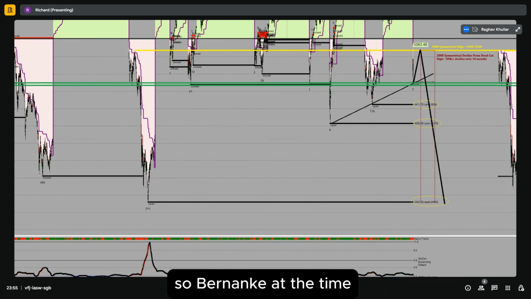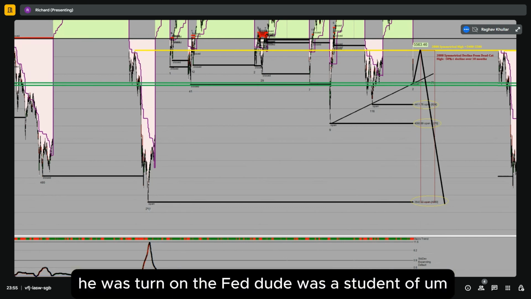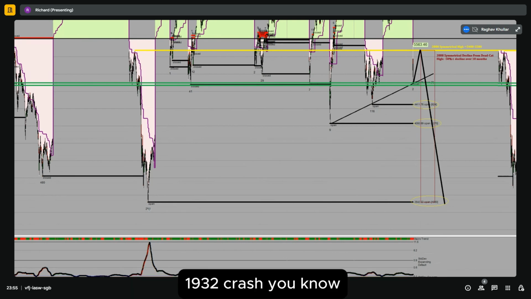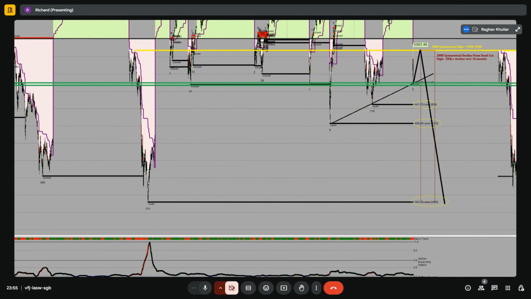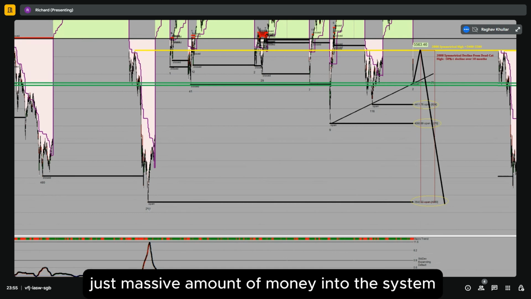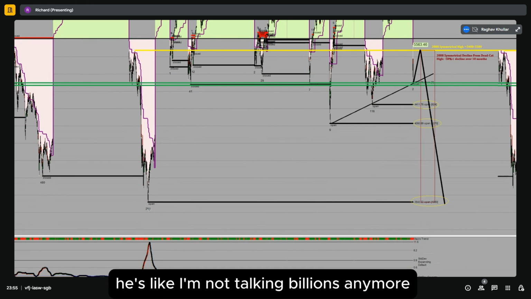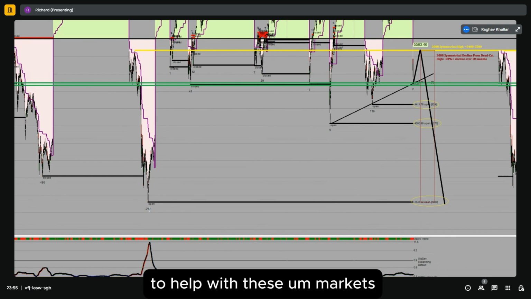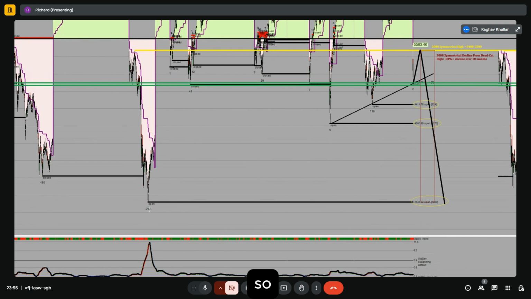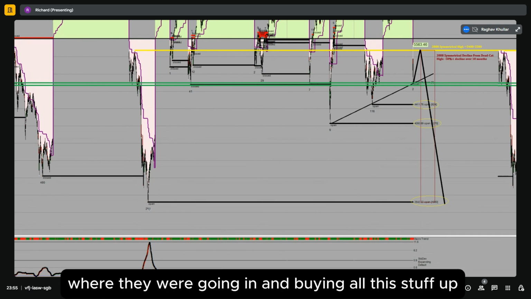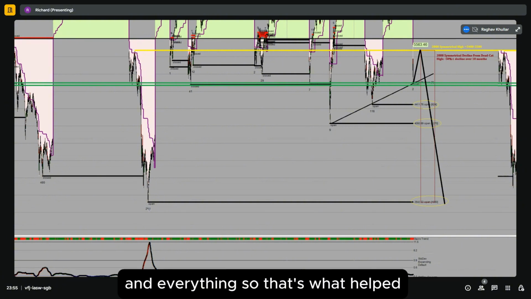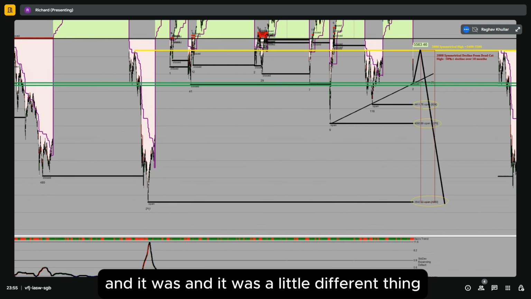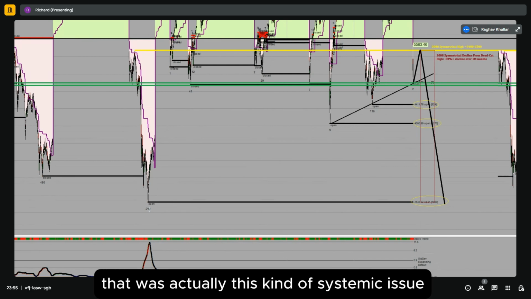So it starts popping. So Bernanke at the time, he was chairman of the Fed. Dude was a student of the 1932 crash, and he was constantly arguing that we've got to put a massive amount of money into the system. He's like, I'm not talking billions anymore. I'm talking a trillion, to help with these markets. So they ended up doing these repos and stuff where the Fed was going in and buying all this stuff up, so they could take it off the balance sheets of banks and everything. So that's what helped. And it was a little different thing. That was actually a systemic issue.